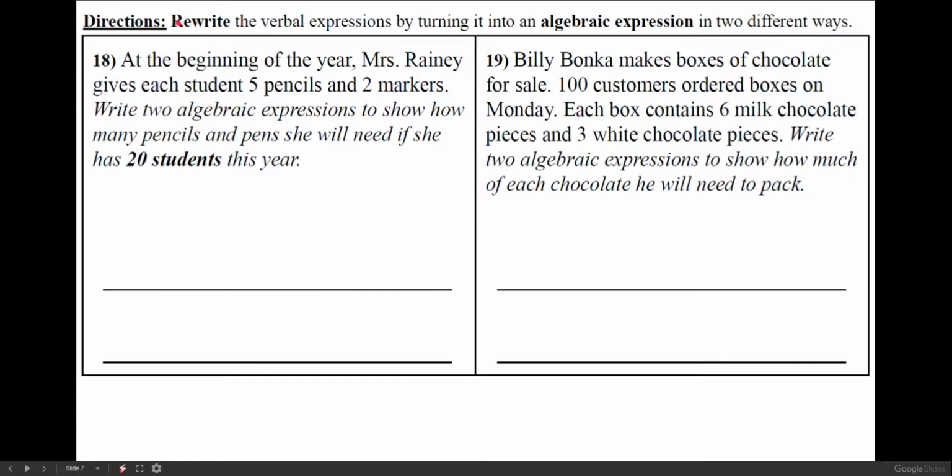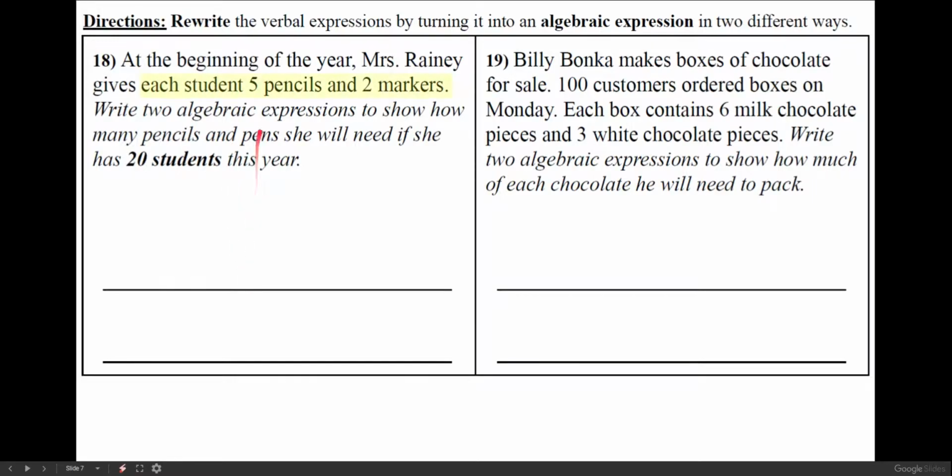Finally, our last two problems. They want us to rewrite the verbal expression by turning it into an algebraic expression in 2 ways. So this is our verbal expression right here. How do we turn this into an algebraic expression? At the beginning of the year, Mrs. Rainey gives each student 5 pencils and 2 markers. Write 2 algebraic expressions to show how many pencils and markers she will need if she has 20 students this year. Well, think of it this way.